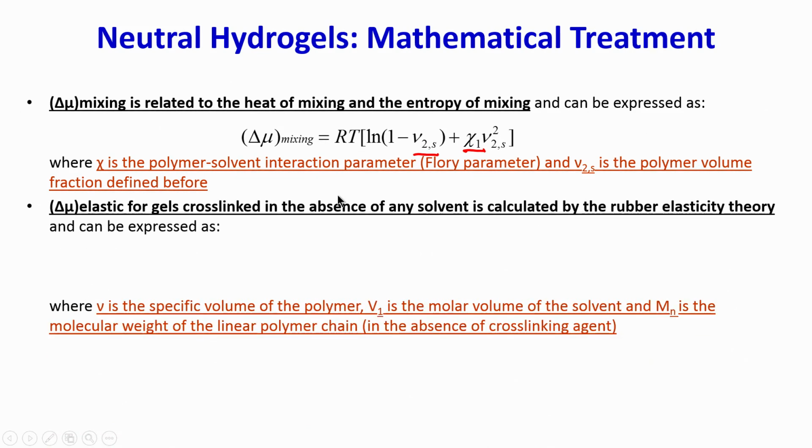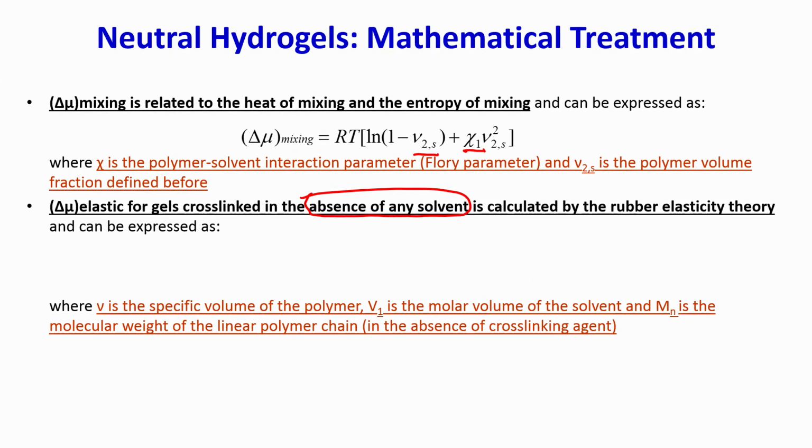What about the elastic chemical potential change? So, for cross-linked gel in absence of any solvent is calculated by the rubber elasticity theory. Of course, this case when we are saying in the absence of any solvent is sort of non-existent, because the hydrogel will only form when there is some sort of solvent. You can't expect just the polymer chains to just mix, because there will be no diffusion, no interactions happening.